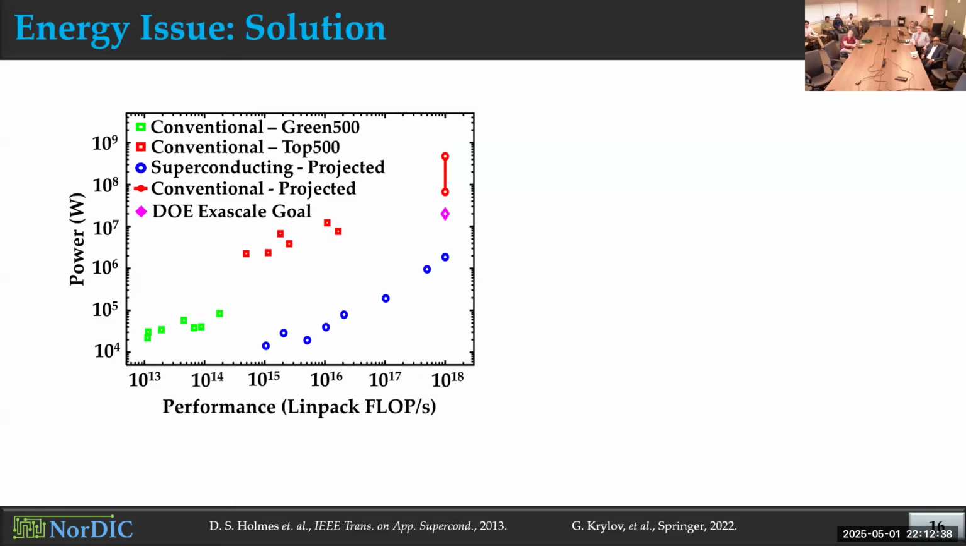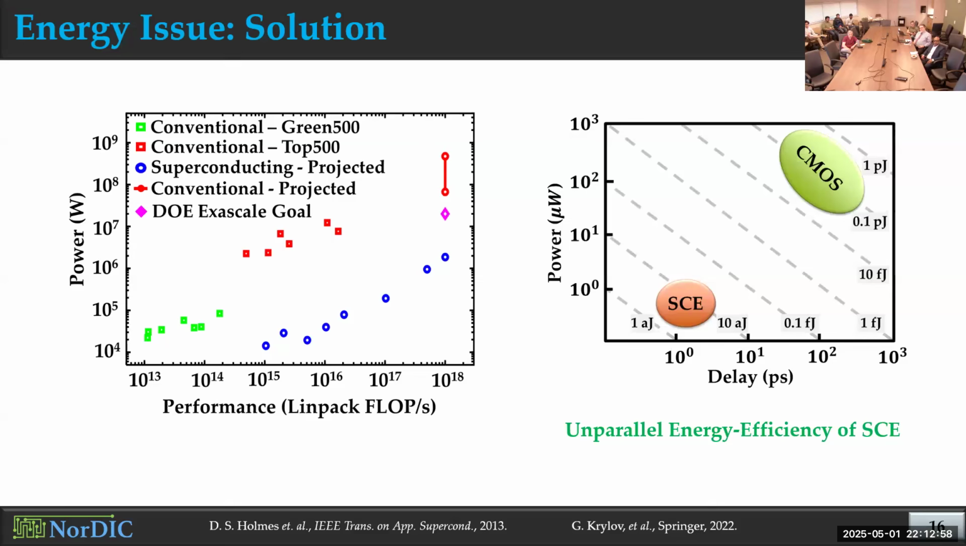So as you can see, some of the conventional supercomputers can actually achieve the performance shown by the red circles here, but they need much higher power consumption than the budget. But the scenario is different for superconducting technologies, which are shown by these blue circles here. You can see they can achieve the target performance even with much lower power consumption than the budget. And the reason behind that is the extreme energy efficiency of superconducting devices and circuits. And as you can see in this figure, superconducting electronics outperforms the CMOS technology by a significant margin in terms of both power consumption and switching delays.